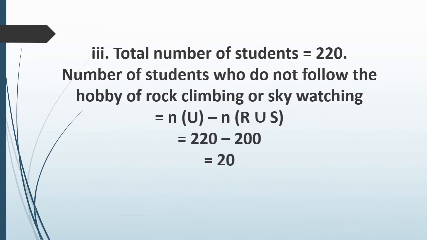So, 200 students follow the hobby of rock climbing or sky watching. Here, we know that total number of students is equal to 220. So, number of students who do not follow the hobby of rock climbing or sky watching is equal to number of elements in set U minus number of elements in R union S, which is equal to 220 minus 200, that is equal to 20.